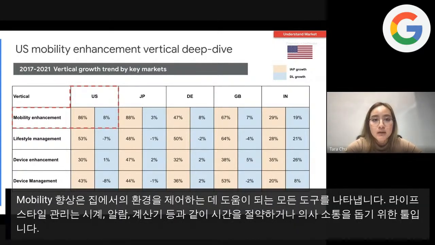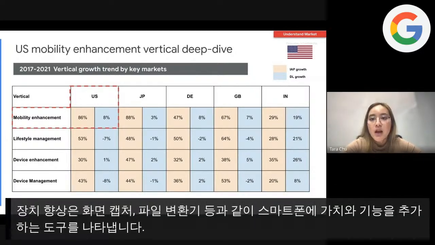Mobility enhancement stands for all the tools, right, that help you to control your environment at home. Lifestyle management, however, is tools that add value to life. For example, save time, help communicate, like clocks, alarms, calculators, XYZ. And then we have device enhancement. It stands for tools that add value and functionality to a phone. For example, screen capturing tools, network connectivity, file converters, XYZ.